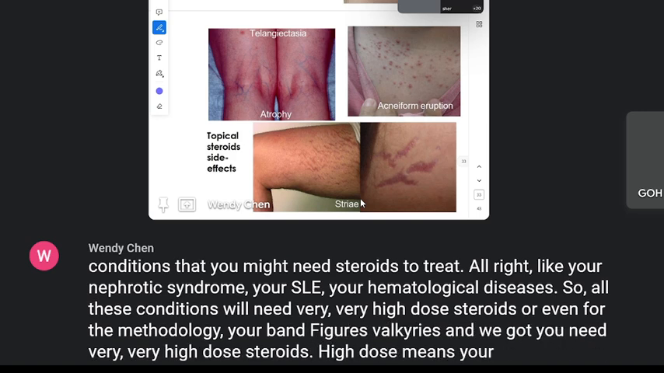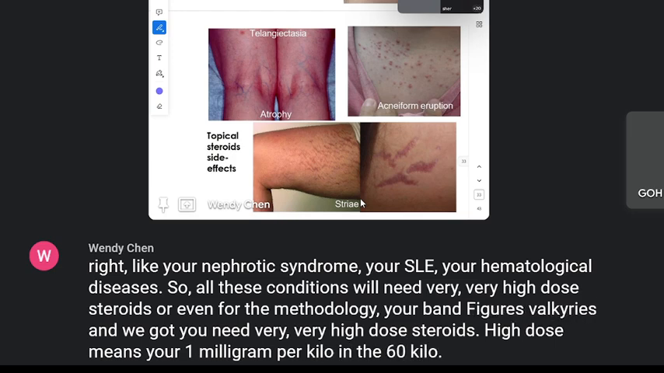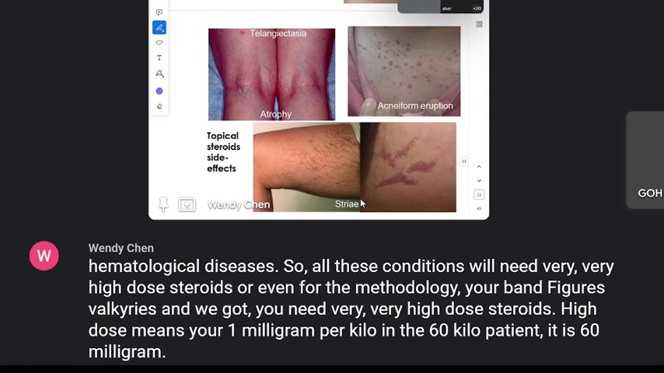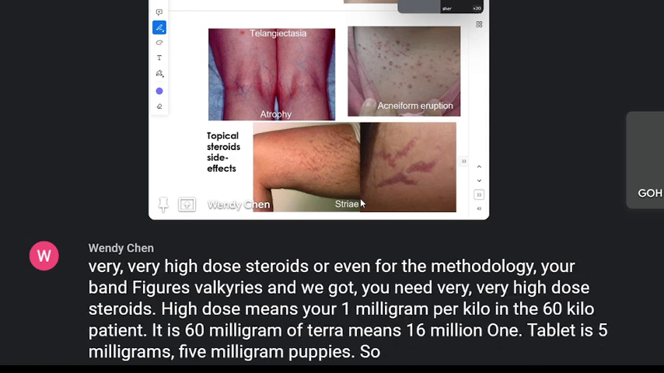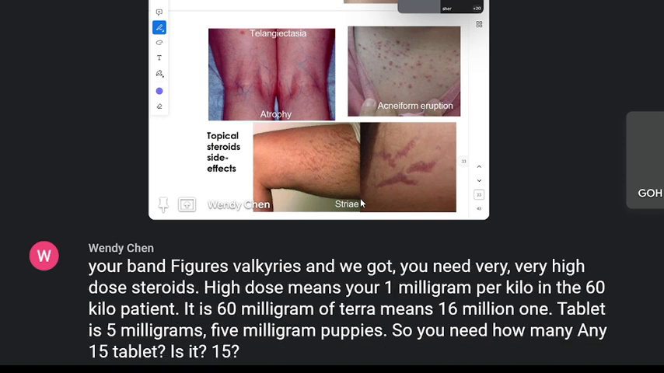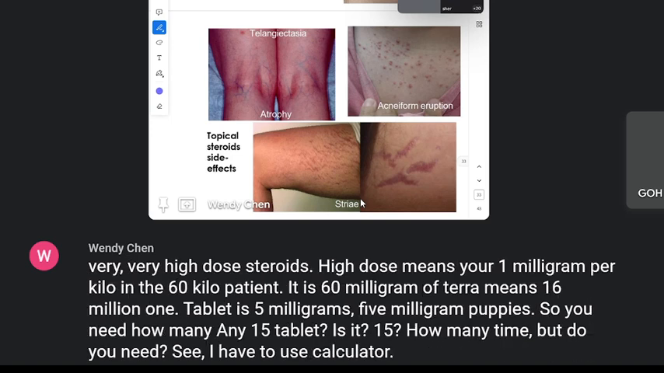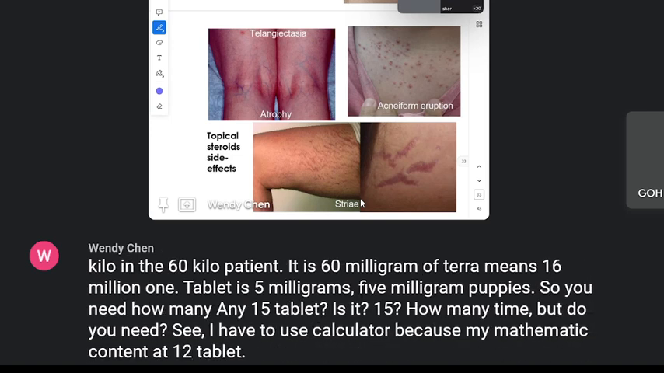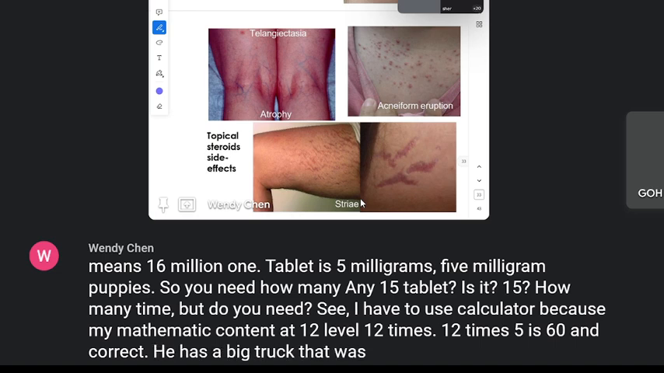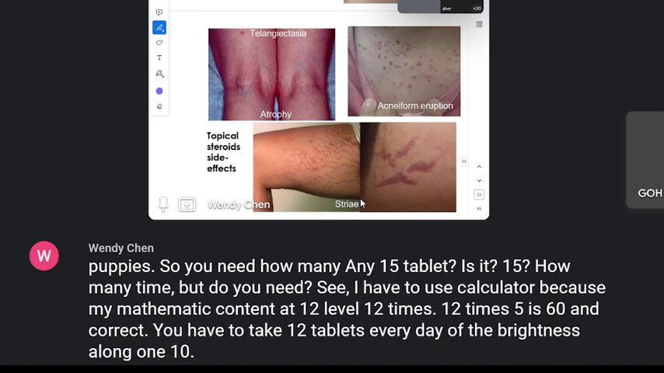High dose means 1 milligram per kilo. In a 60 kilo patient, you need 60 milligram of steroid. One tablet is 5 milligram of prednisolone. So how many tablets do you need? You need 15 tablets, is it? How many tablets do you need? See, I have to use a calculator because my mathematics is gone. 12 tablets. Okay, 12 times 5 is 60, correct. You have to take 12 tablets of prednisolone every day. One tablet of prednisolone is 5 milligram.